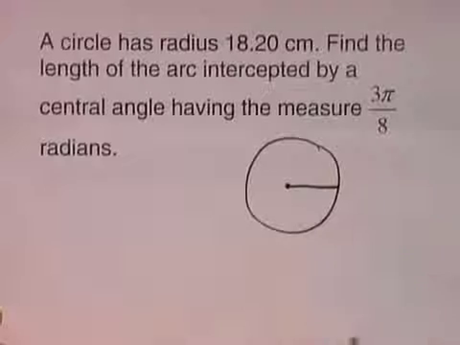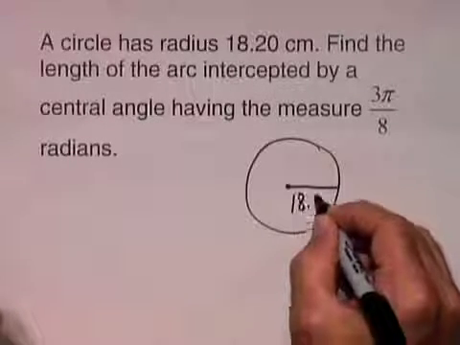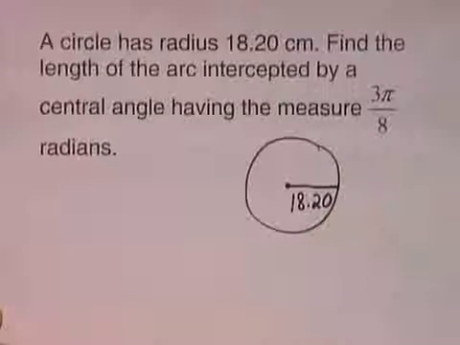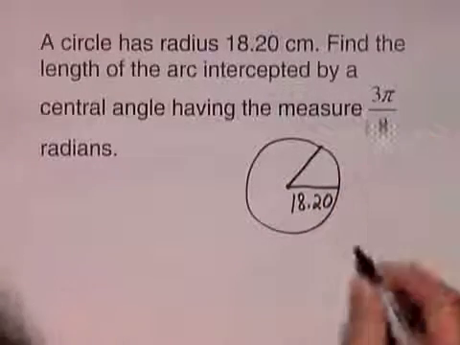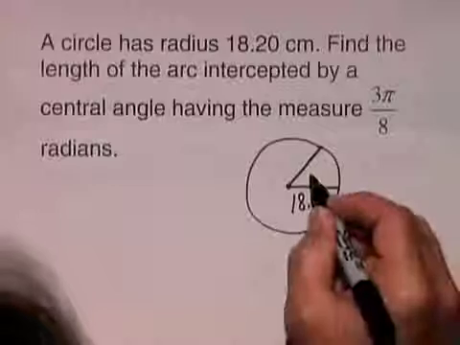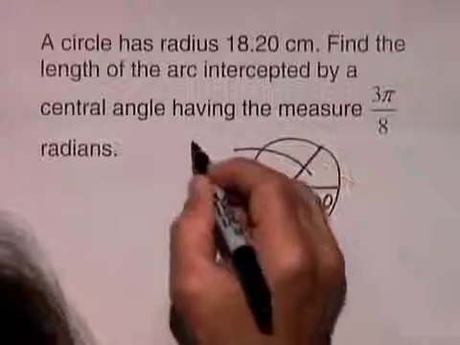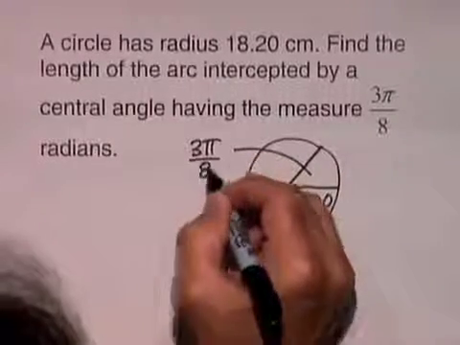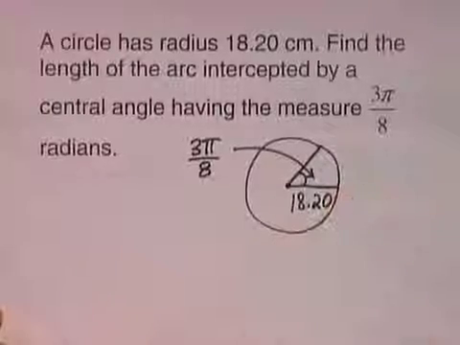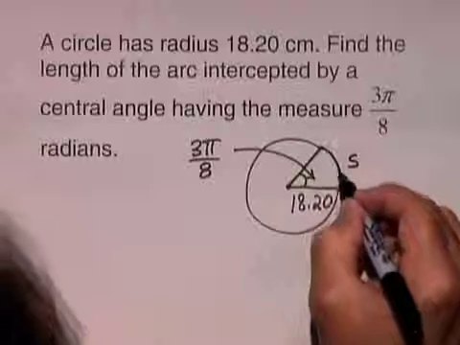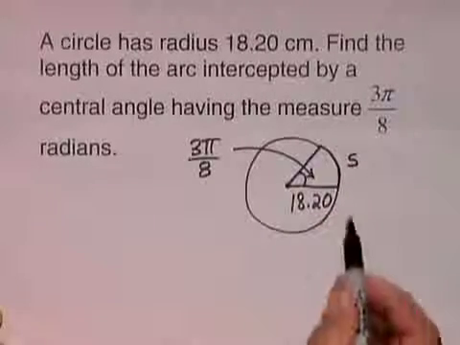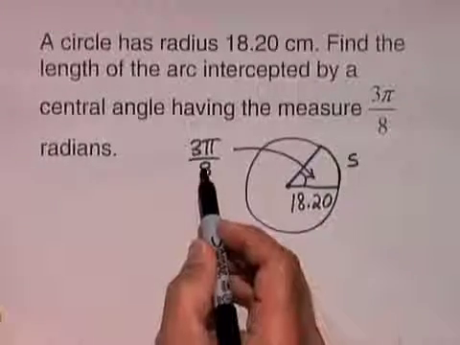We have a circle with a radius of 18.20. We have an angle, which I'm going to draw an arrow into here. It's 3 pi over 8 radians. What we're interested in is finding the length of S, the arc that's intercepted by this central angle of 3 pi over 8.